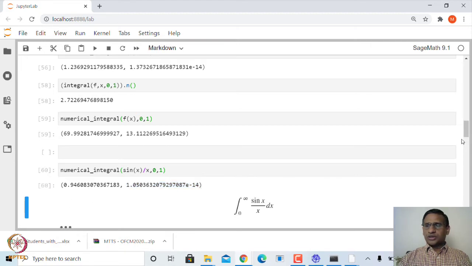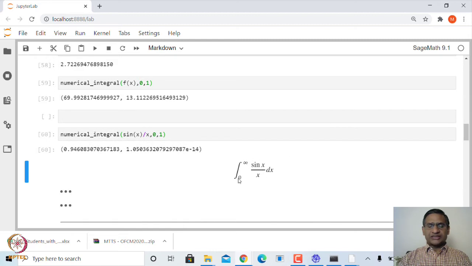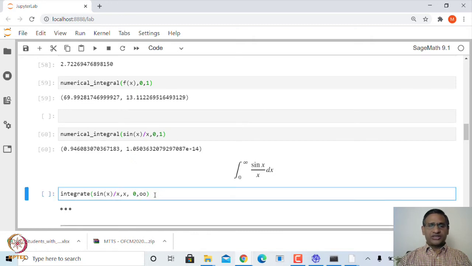If you look at this integral, sin x upon x, this is actually a very important and famous integral, and this integral actually exists. Here one limit is infinity. Such integrals are called improper integrals. One can find the integral of sin x upon x with respect to x from 0 to infinity. You can write oo, or you can write INFINITY, that also you can do.